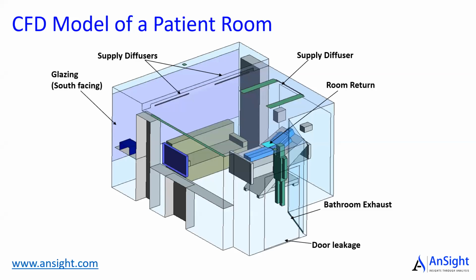And then, of course, there is door leakage. As I told you, the air can come in and out from there. And of course, there is a bathroom attached to this patient room, which I have not modeled. And then there is a bathroom exhaust fan, which will pull the patient room air into the bathroom. Okay, so these are some of the components of this model here.